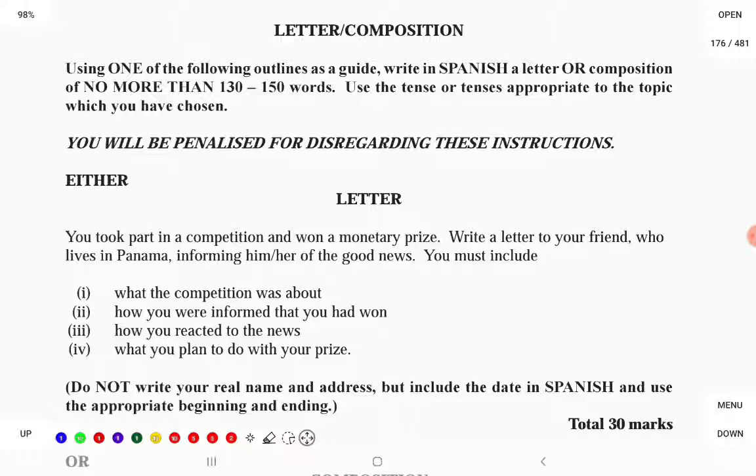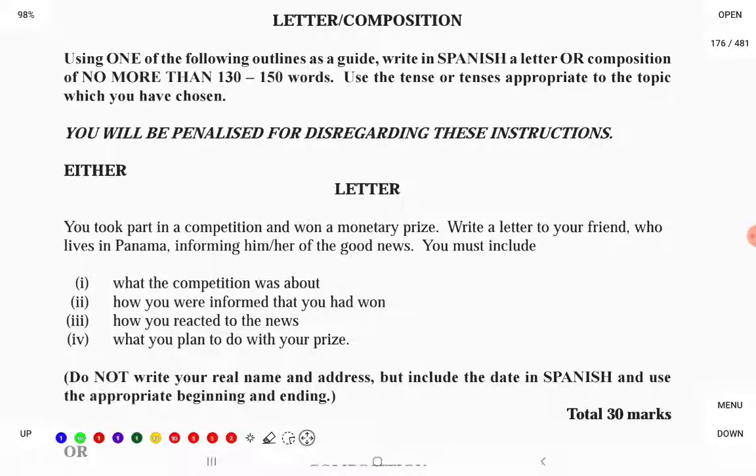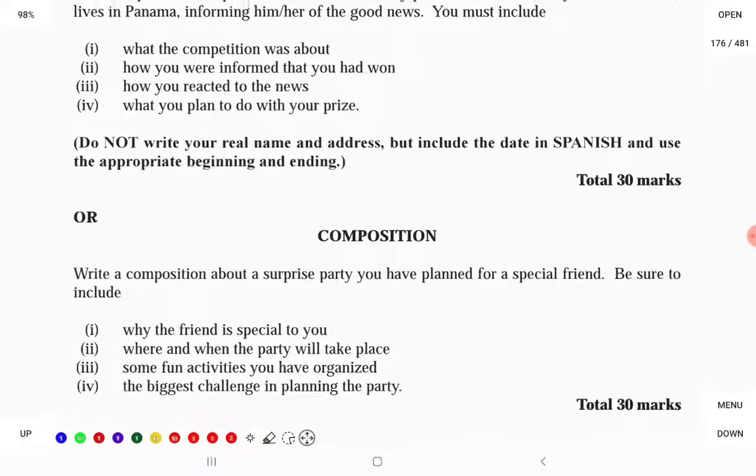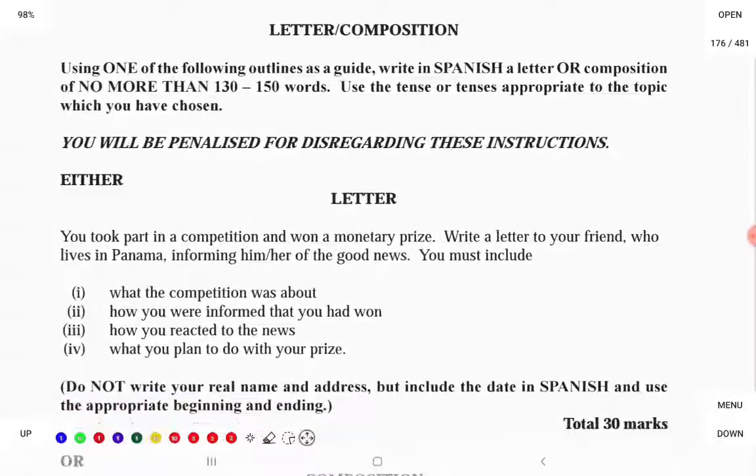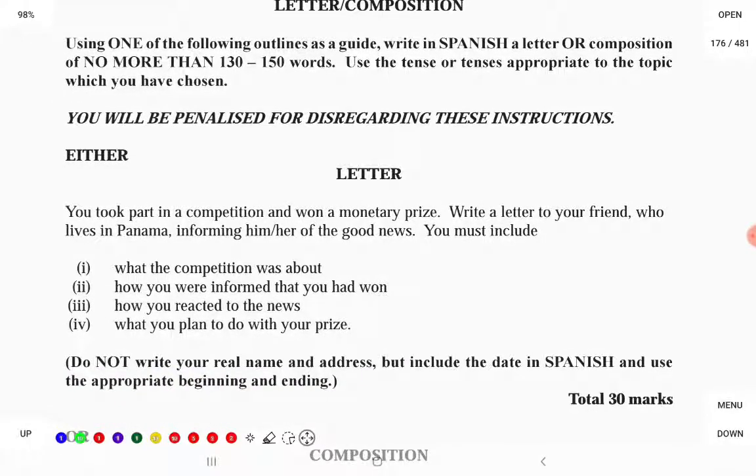So in this video we're going to talk about how to approach the CXC letter. Now the guidelines are on top, using one of the following outlines as a guide. Before, you would normally have to choose between a letter or a composition, but it's compulsory now that you do a letter. The same rules apply. It's basically 130 to 150 words. Pay attention to the tenses. That's what you need to be careful about.